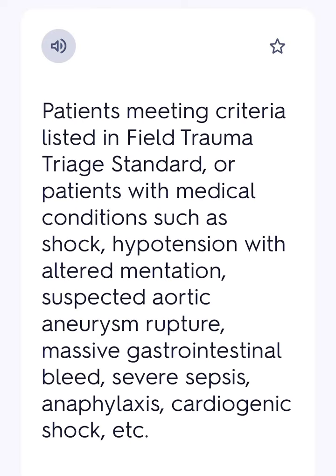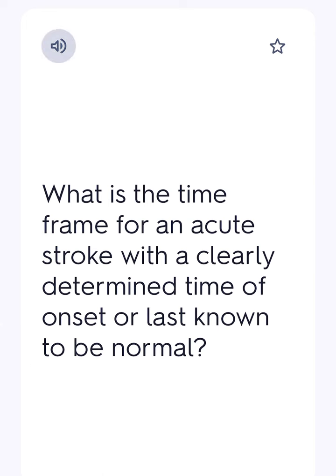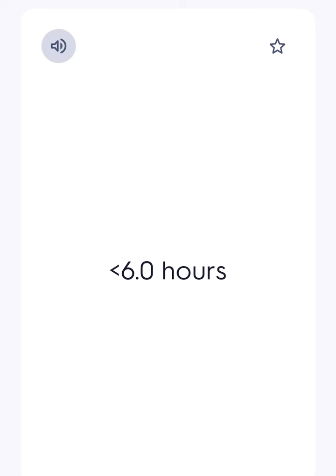Patients meeting criteria listed in field trauma triage standard, or patients with medical conditions such as shock, hypotension with altered mentation, suspected aortic aneurysm rupture, massive gastrointestinal bleed, severe sepsis, anaphylaxis, cardiogenic shock, etc. What is the time frame for an acute stroke with a clearly determined time of onset or last known to be normal? Less than 6 hours.